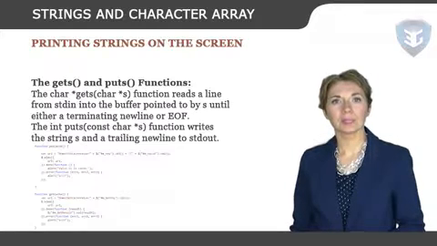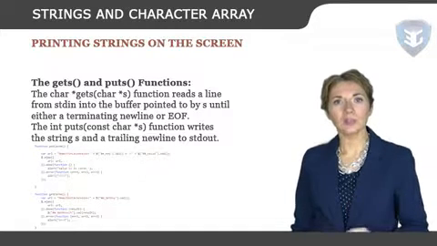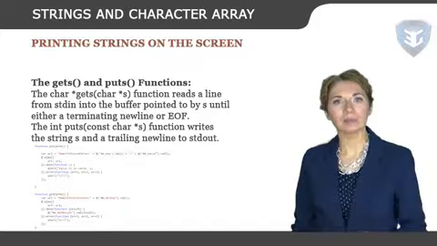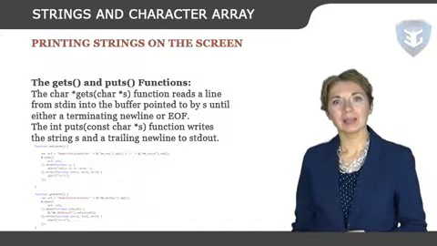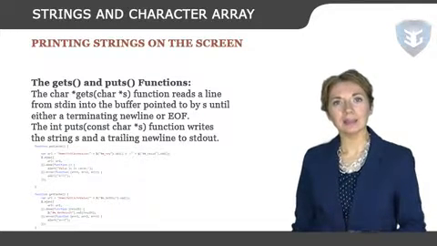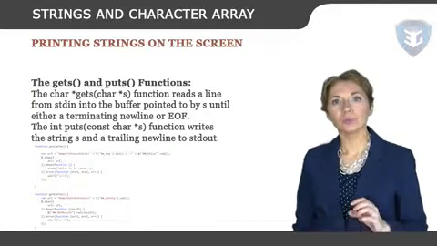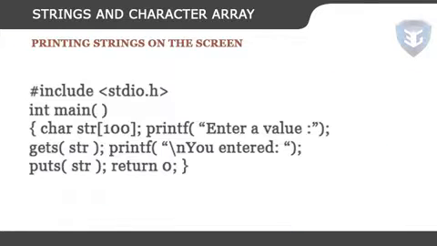The gets and puts functions. The char *gets(char *s) function reads a line from stdin into the buffer pointed to by s until either a terminating newline or EOF. The int puts(const char *s) function writes the string s and a trailing newline to stdout.